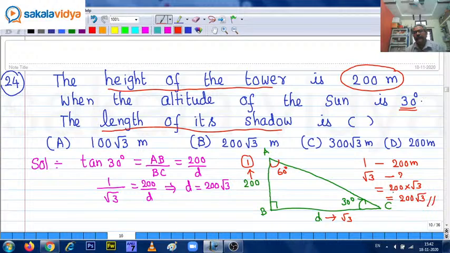Without trigonometry, it's a unitary method. So that means B is the right option.